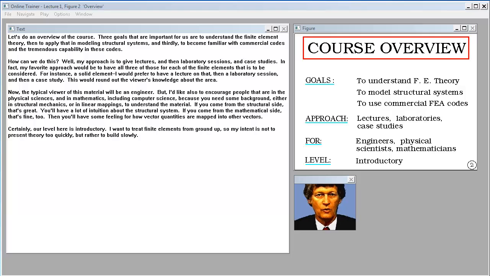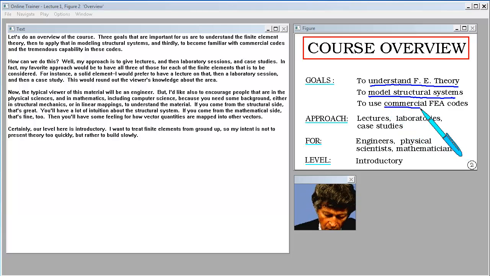Let's do an overview of the course. Three goals that are important for us are to understand the finite element theory, then to apply that in modeling structural systems, and thirdly to become familiar with commercial codes and the tremendous capability in these codes.